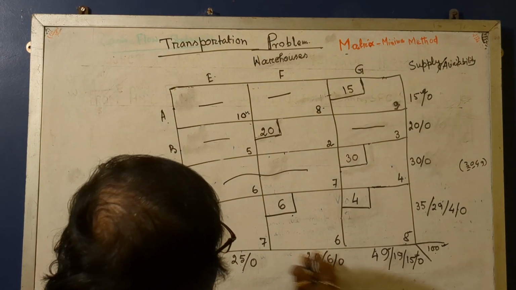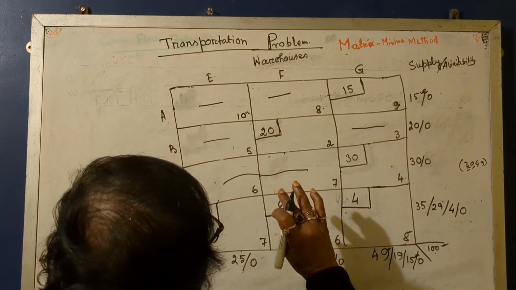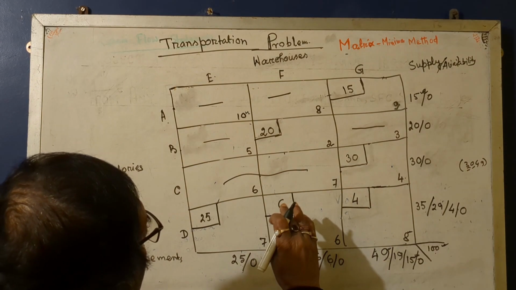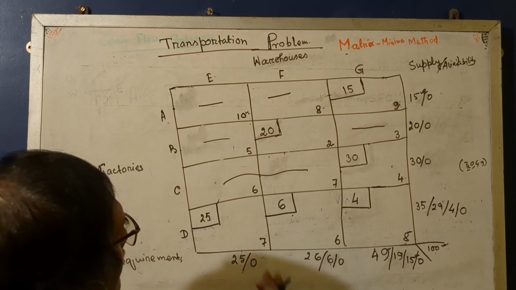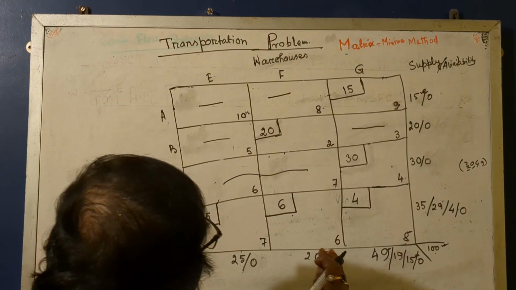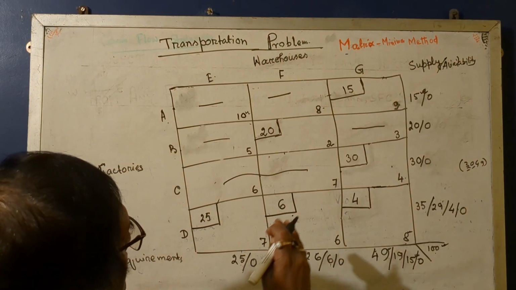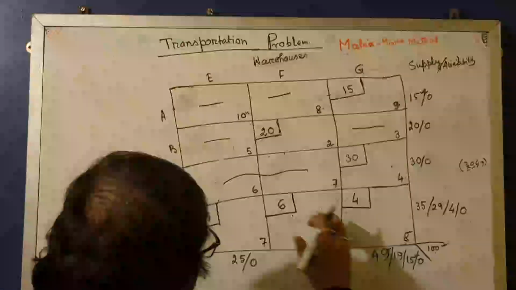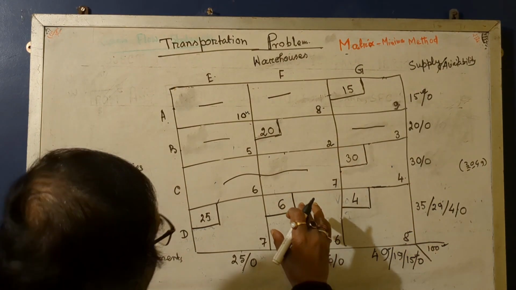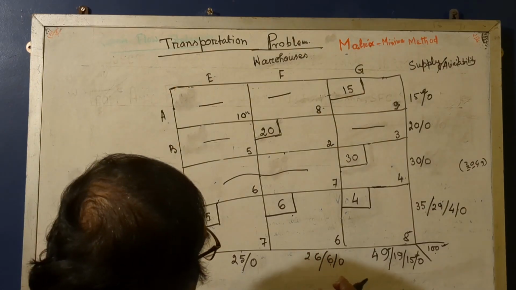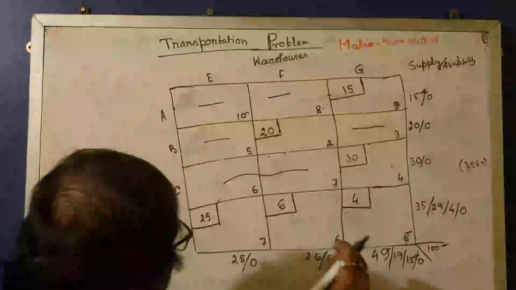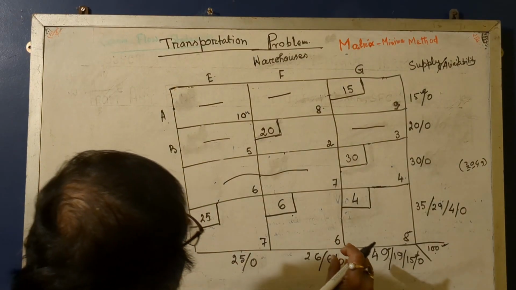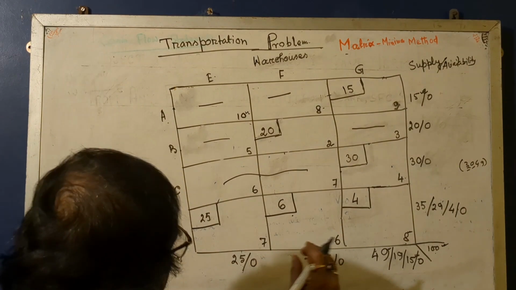In this way, you can prepare the initial basic feasible solution, from where you will start to optimize by applying the MODI method, the modified distribution method, and step by step I will discuss that. The total cost of this transportation problem for this initial allocation will change, and finally you will reach the basic feasible solution which will be the least cost or the lowest cost.